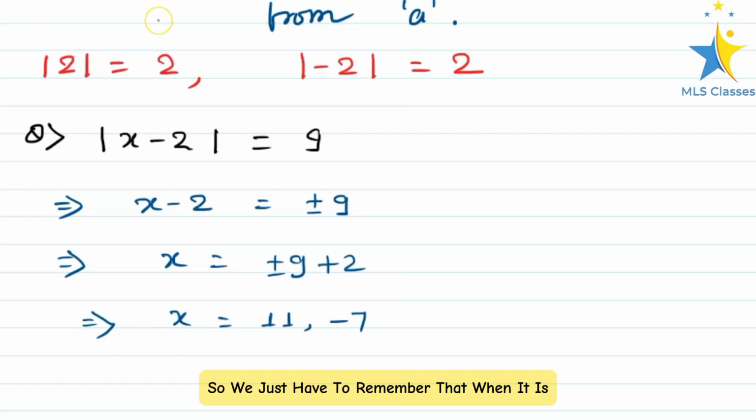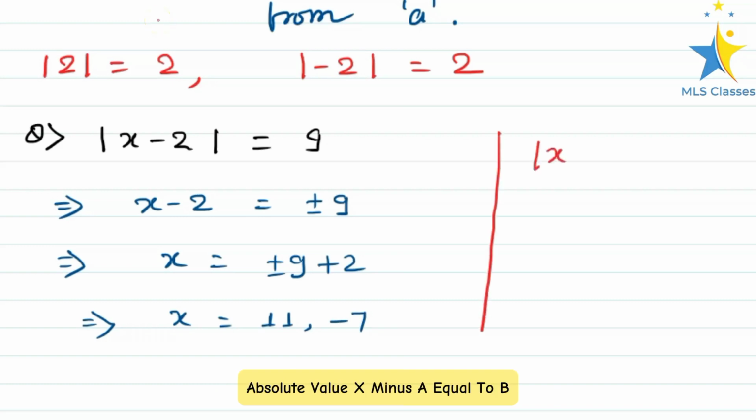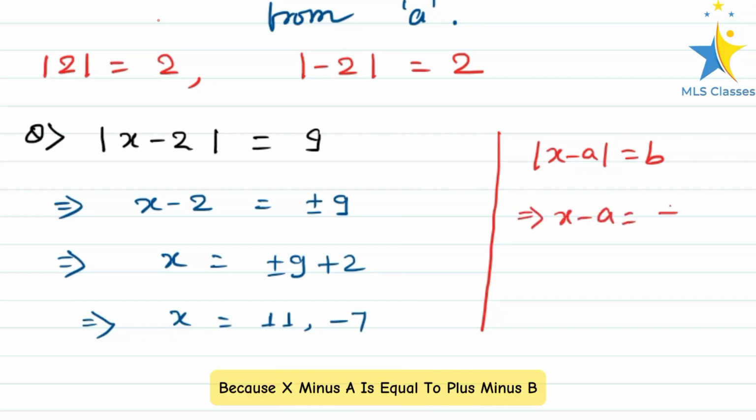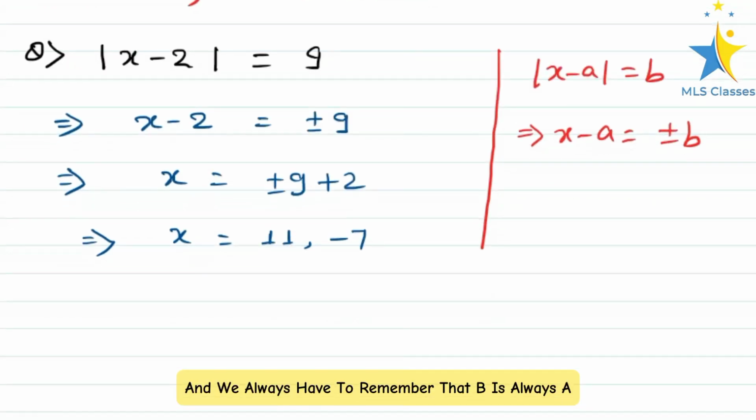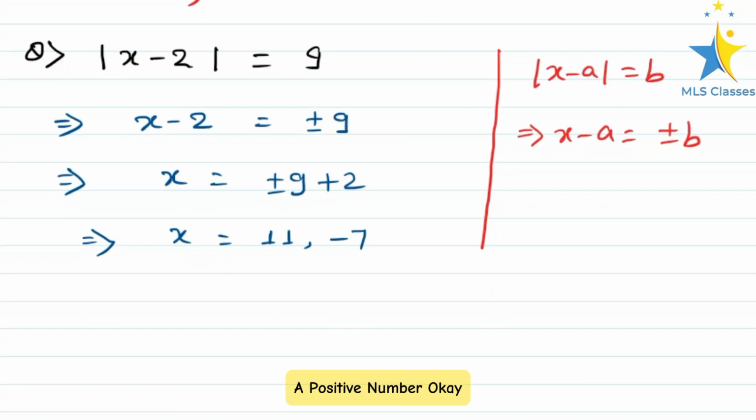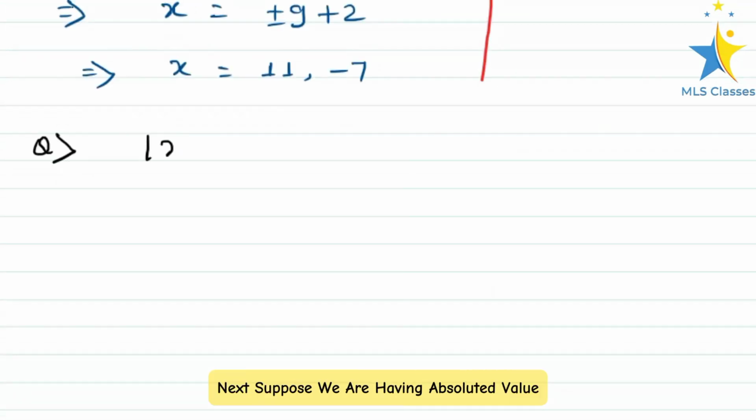So we just have to remember that when it is absolute value of x minus a equal to b, we can write x minus a is equal to plus minus b, and we always have to remember that b is a positive number.